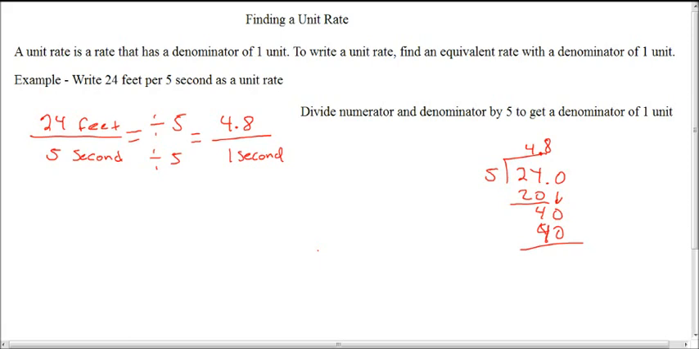So what we're coming up with is the unit rate. The unit rate is 4.8 feet, because we didn't divide that out, so let's make sure we keep that with it. 4.8 feet per second.